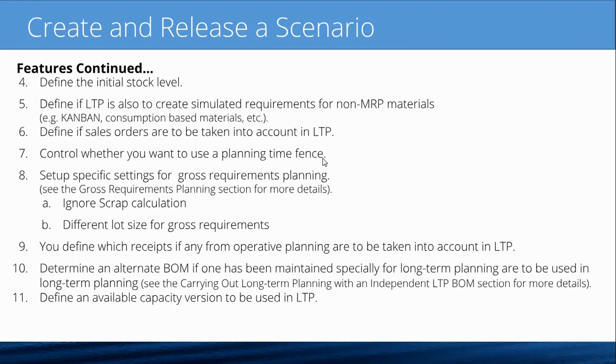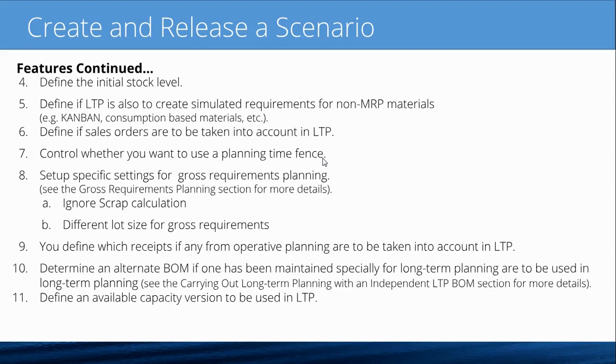At an executive level, they don't want to budget for every single raw material, or there may be some phantom assemblies in my BOM that they don't want. And so they will create a special long-term planning BOM that doesn't have some raw material commodities or phantom assemblies in it.